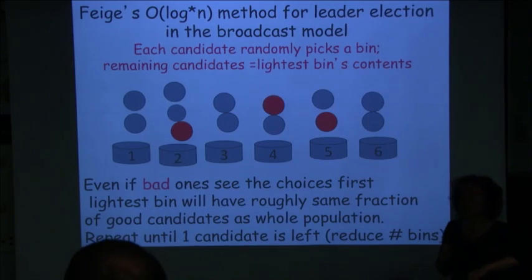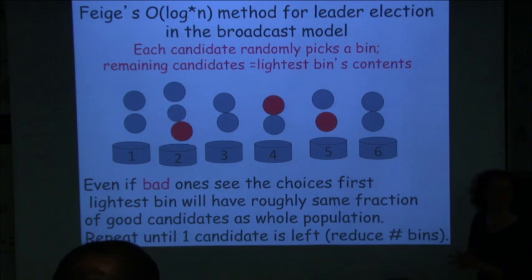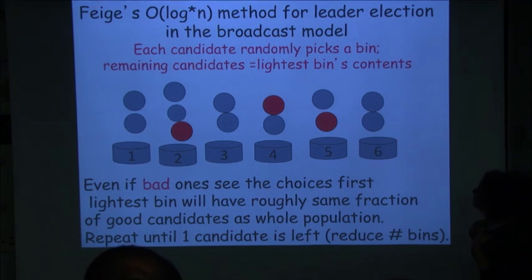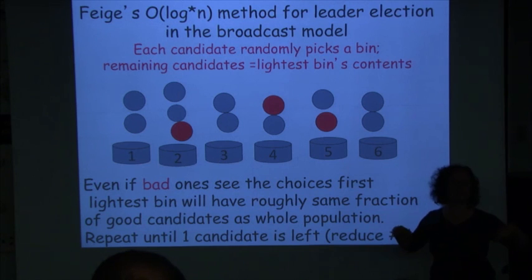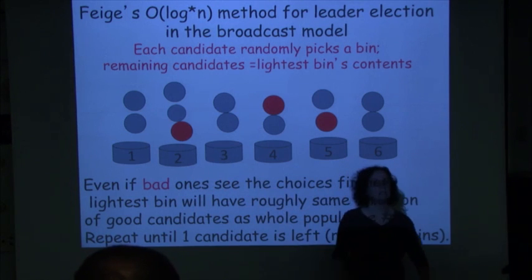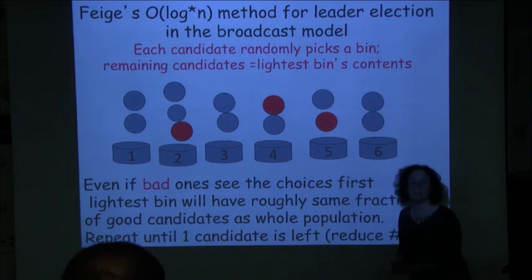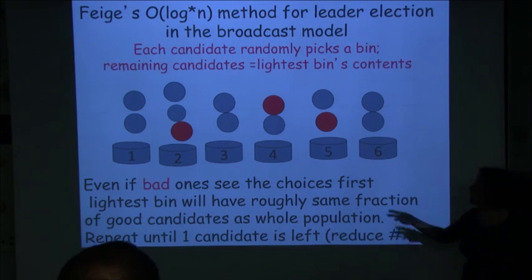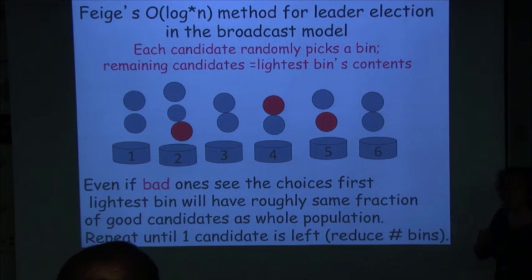Okay, here's Feige's algorithm just for the fun of it. You have some number of bins. Every processor is viewed as a candidate for the leader, and the goal is to reduce the number of candidates at each stage. Every processor randomly picks a bin and writes down the bin number, and the bin picked by the fewest candidates wins. What does it mean? It wins. The candidates in that bin become the next possible candidates.